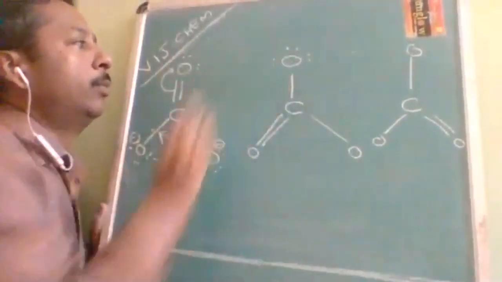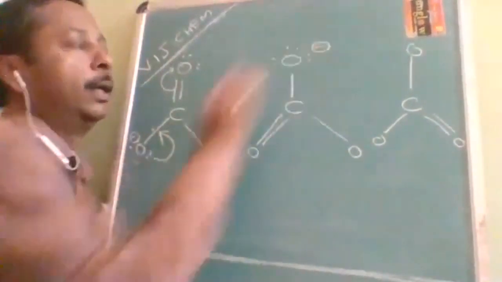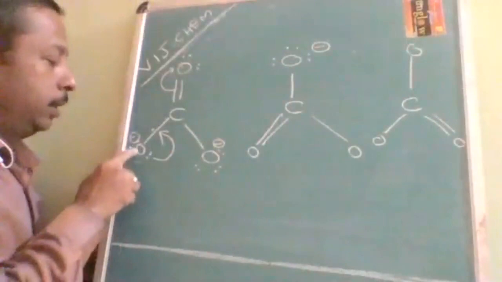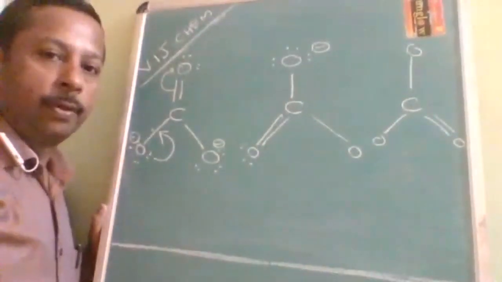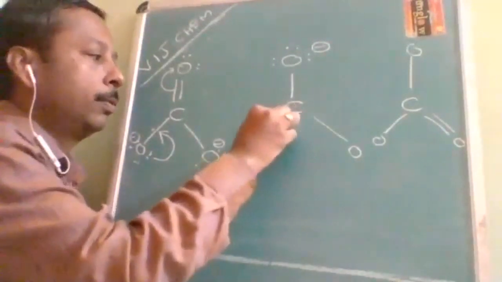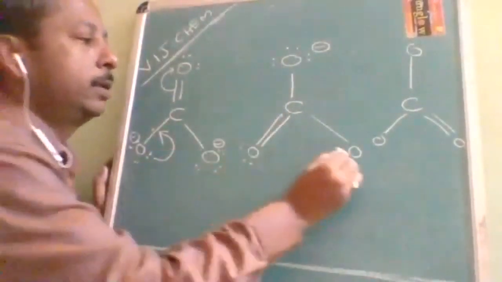Now there will be one more lone pair. So one bond pair and three lone pairs, negative charge. And here there were how many? Three lone pairs. But now it is going to contain how many? Only two lone pairs. Two lone pairs with two bonds. So no charge.